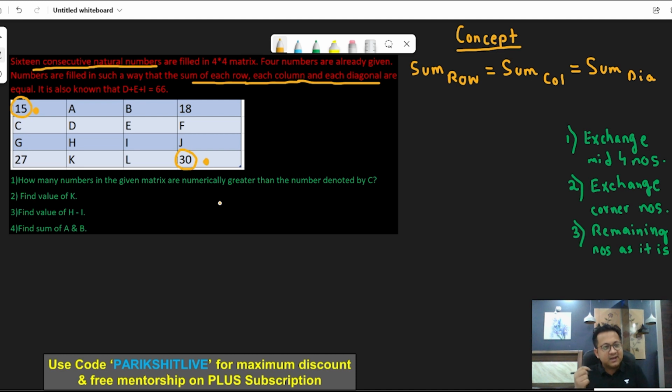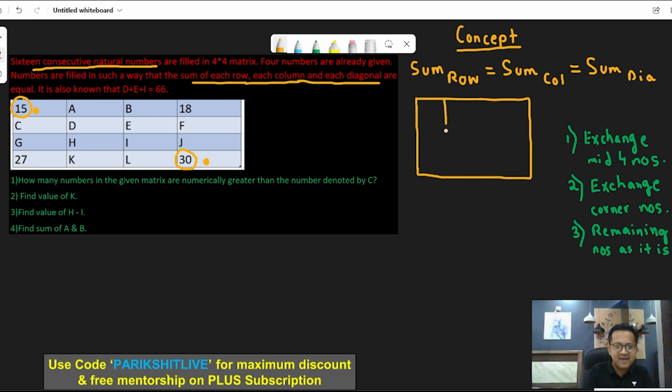So the 16 consecutive numbers must be from 15 to 30. Let's follow the same process. First, let's write down the 16 numbers as they are, in consecutive order. Fine? Okay.